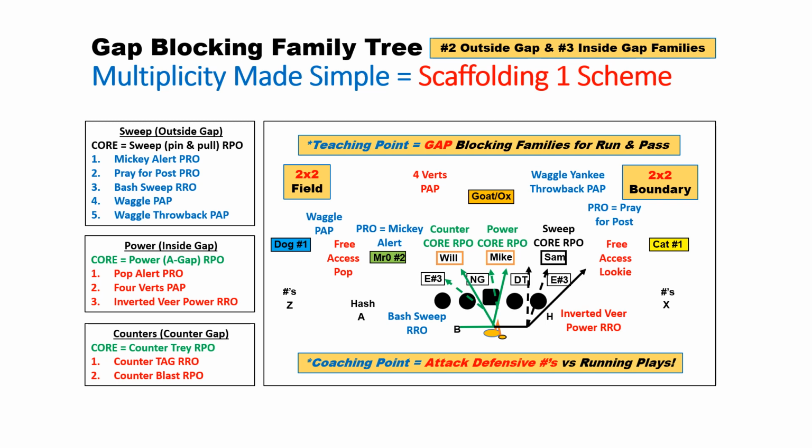Next is our gap blocking family tree. We're going to go outside gap number 2 and then inside gap number 3. You can see our outside is our sweep, pin, and pull. That's our core in the black in the bottom diagram to the right. And then our power to the A gap and our counters to the back side so we can attack all across the front. Again, the key point here is you can be a zone blocking family or a gap blocking family or both, but we can attack all across the front so that we're again being multiple in our play selection by attacking defenses versus just running plays.